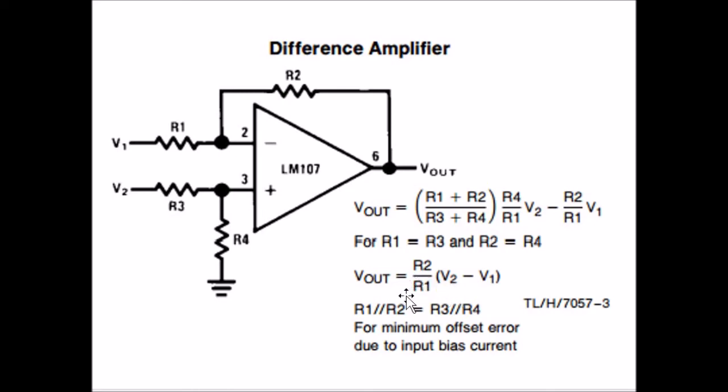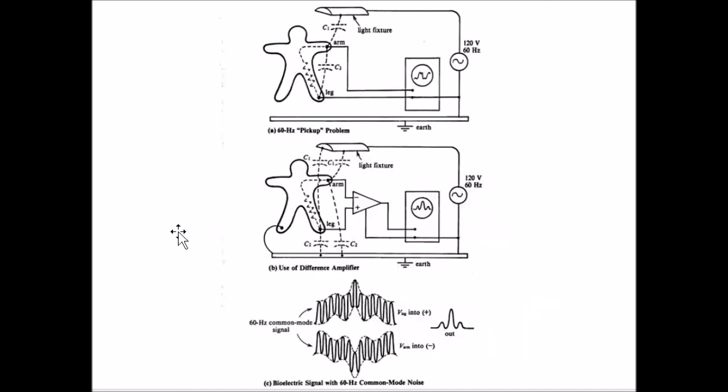For minimum offset error, R1 over R2 should be equal to R3 over R4. This is to be considered. Next, let us look at how this op-amp is implemented in biosignal analysis, that is, biosignal manipulations.